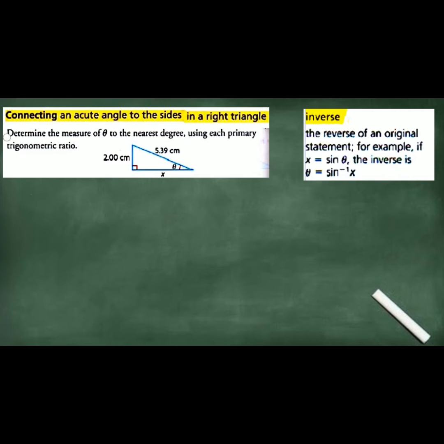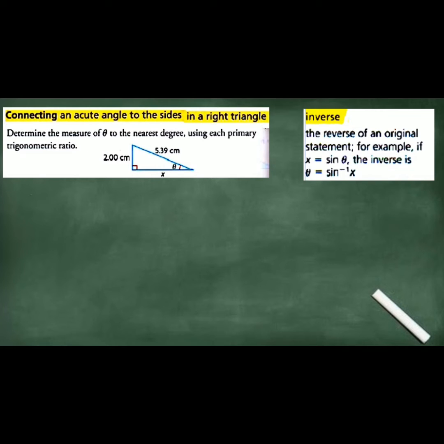Okay, let's look at this question. Determine the measure of angle theta to the nearest degree using each primary trigonometric ratio. This is a right triangle, and this is acute angle theta. 2.00 centimetres is opposite to angle theta. x is the adjacent side to angle theta, but x is unknown. 5.39 centimetres is the hypotenuse of this triangle. The question asks us to determine the measure of theta using each primary trigonometric ratio. We know the primary trigonometric ratios are sine, cosine, and tangent, and we should use each one to determine the measure of theta.